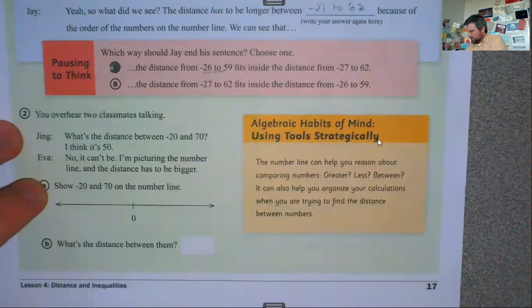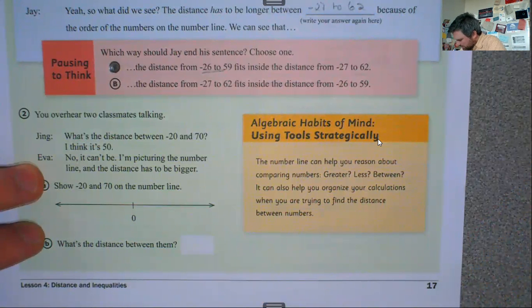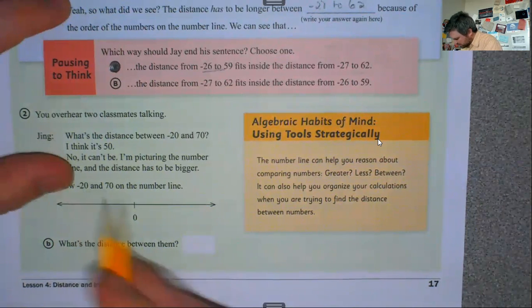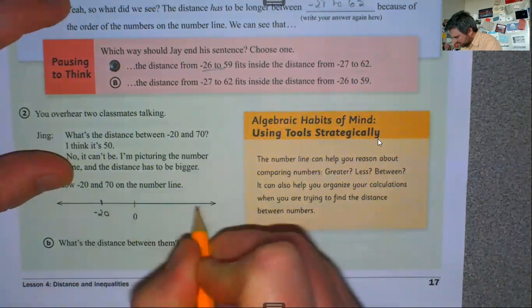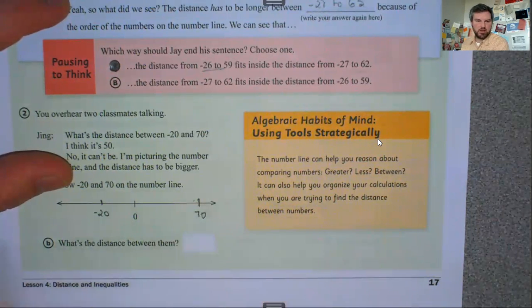Okay. You overheard two classmates talking. One says, what's the distance between -20 and 70? I think it's 50. No, it can't be. I'm picturing the number line, and the distance has to be bigger. Okay, so let's show -20 and 70. So let's say -20 is going to be about here, and 70 maybe way over here. Okay, so one's positive and one's negative.